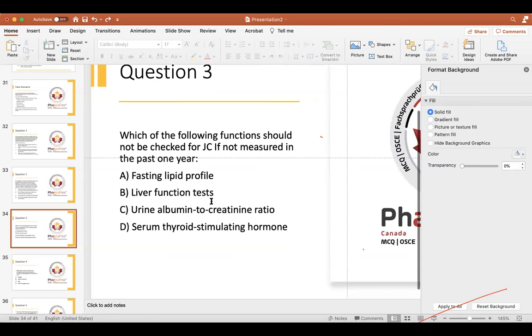JC is the father, okay? Which one we don't need to measure here? Fasting lipid, liver, urine, thyroid.